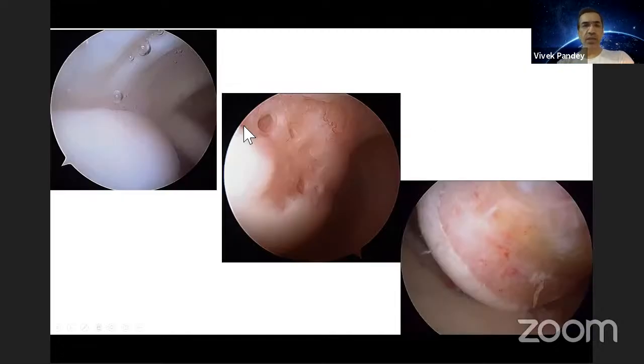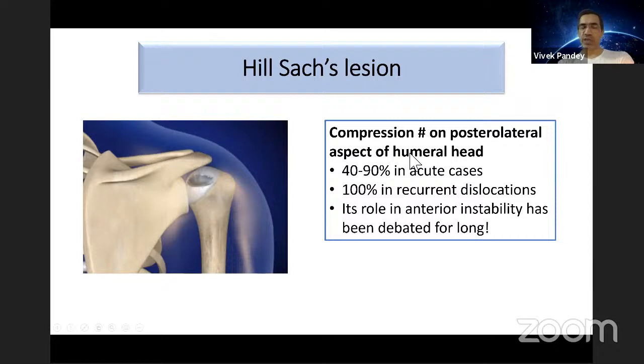We all have seen various types of Hill-Sachs, from a situation where you have absolutely no Hill-Sachs lesion or a very minimal one, to mild to moderate, and coming to large Hill-Sachs lesions. It's a compression fracture on the posterolateral aspect of the humeral head. Almost all of us know. It's seen in almost 40 to 90% of acute cases, and almost 100% in traumatic recurrent dislocations. I'm not talking about the atraumatic cases.